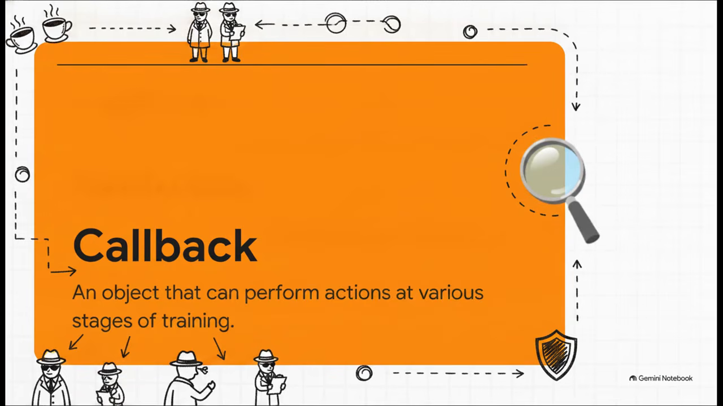So how do we fix that blind spot? That's where the Callbacks API comes in. By definition, a callback is simply an object that can perform actions at various stages of training. I like to think of them as your inside agents, or your training supervisors. While you step away to grab a coffee, these callbacks stay behind. They report back on metrics and automatically take action based on the exact rules you set up.